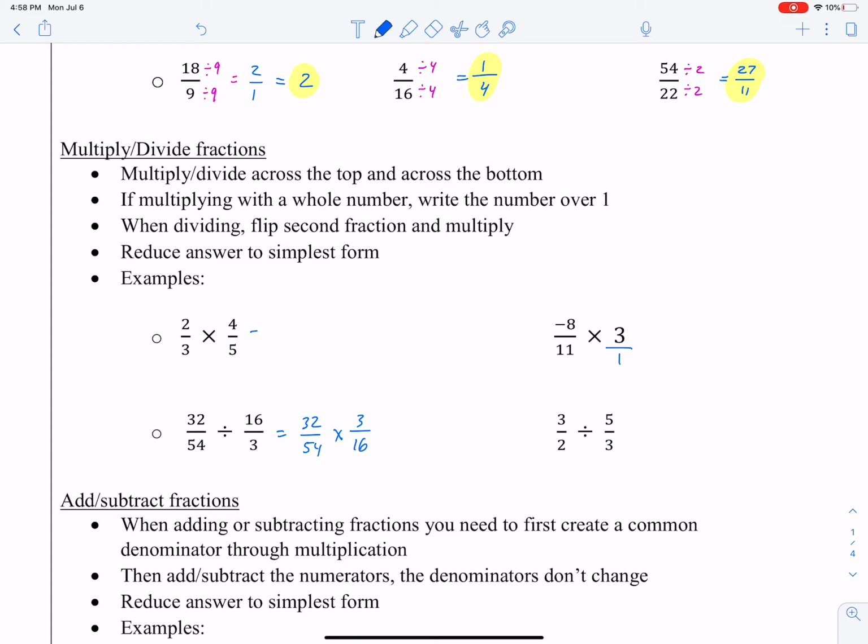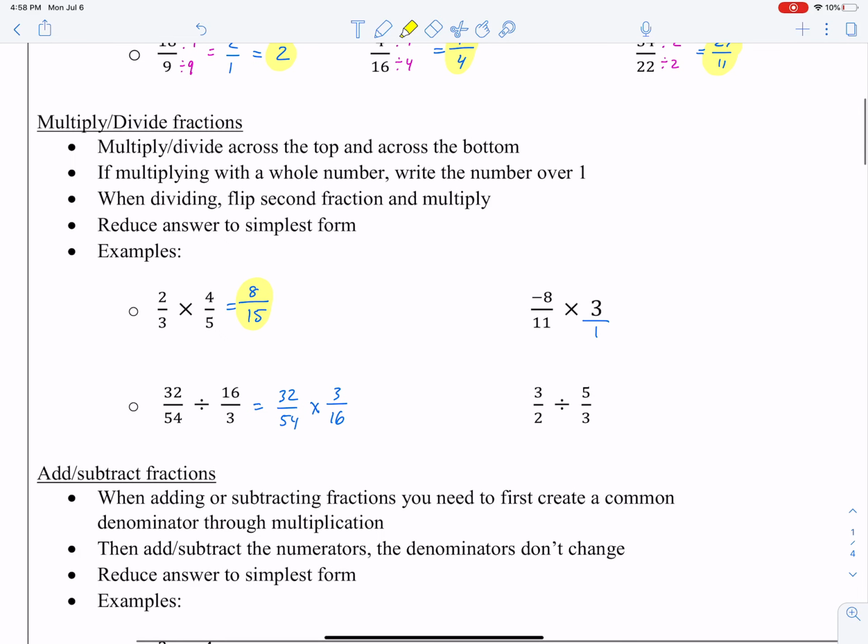All right, so let's try these examples. For this one, we go across the top, 2 times 4, we get 8. Then we have 3 times 5 on the bottom, and that gives us 15. We cannot simplify that, so that's our final answer. Next one, this is a whole number, so we're going to write it over 1. So our top here is negative 8 times 3, which gives us negative 24. And then we have 11 times 1, which is just 11. This also cannot be simplified. So this is our final answer.